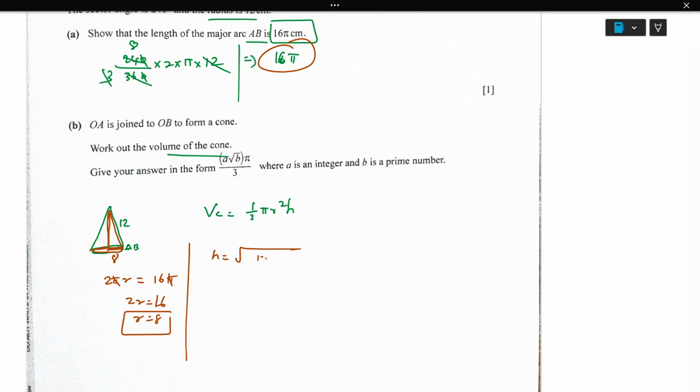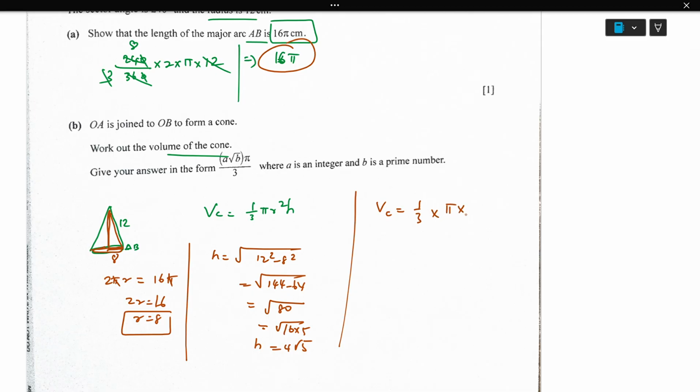So the height is the square root of 12 square minus 8 square, which is the square root of 144 minus 64, which is square root of 80. Square root of 80, we can write as square root of 16 times 5, so 4 root 5. So this is our height. Now we need to find the volume. So volume of cone equal to 1 by 3 into pi into r square, which is 8 square, into height, which is 4 root 5.